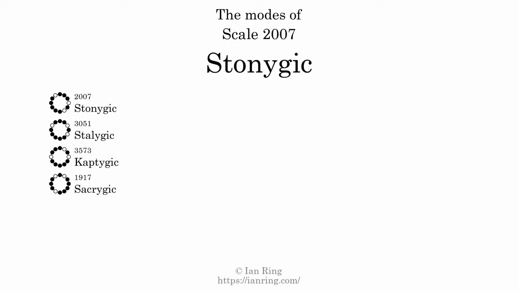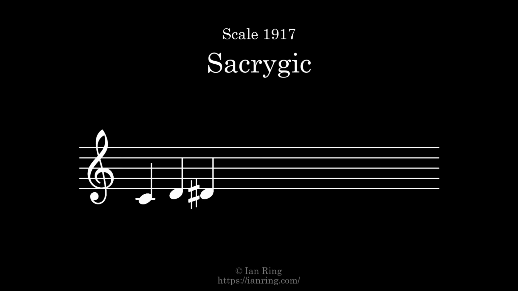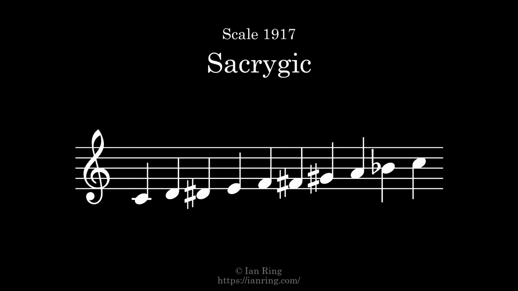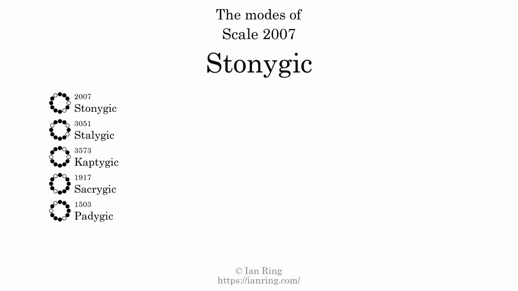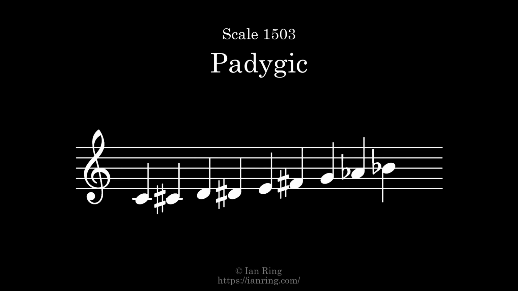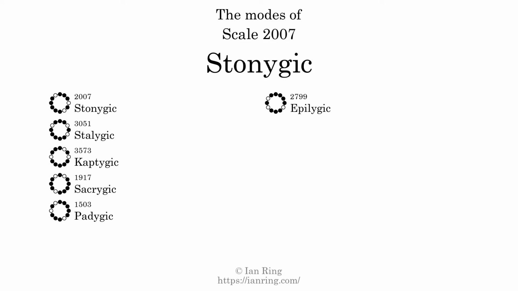The fourth mode is Scale 1917, also known as Acrigic. It sounds like this. The fifth mode is Scale 1503, also known as Padigic. It sounds like this. The sixth mode is Scale 2799, also known as Epilogic. It sounds like this.